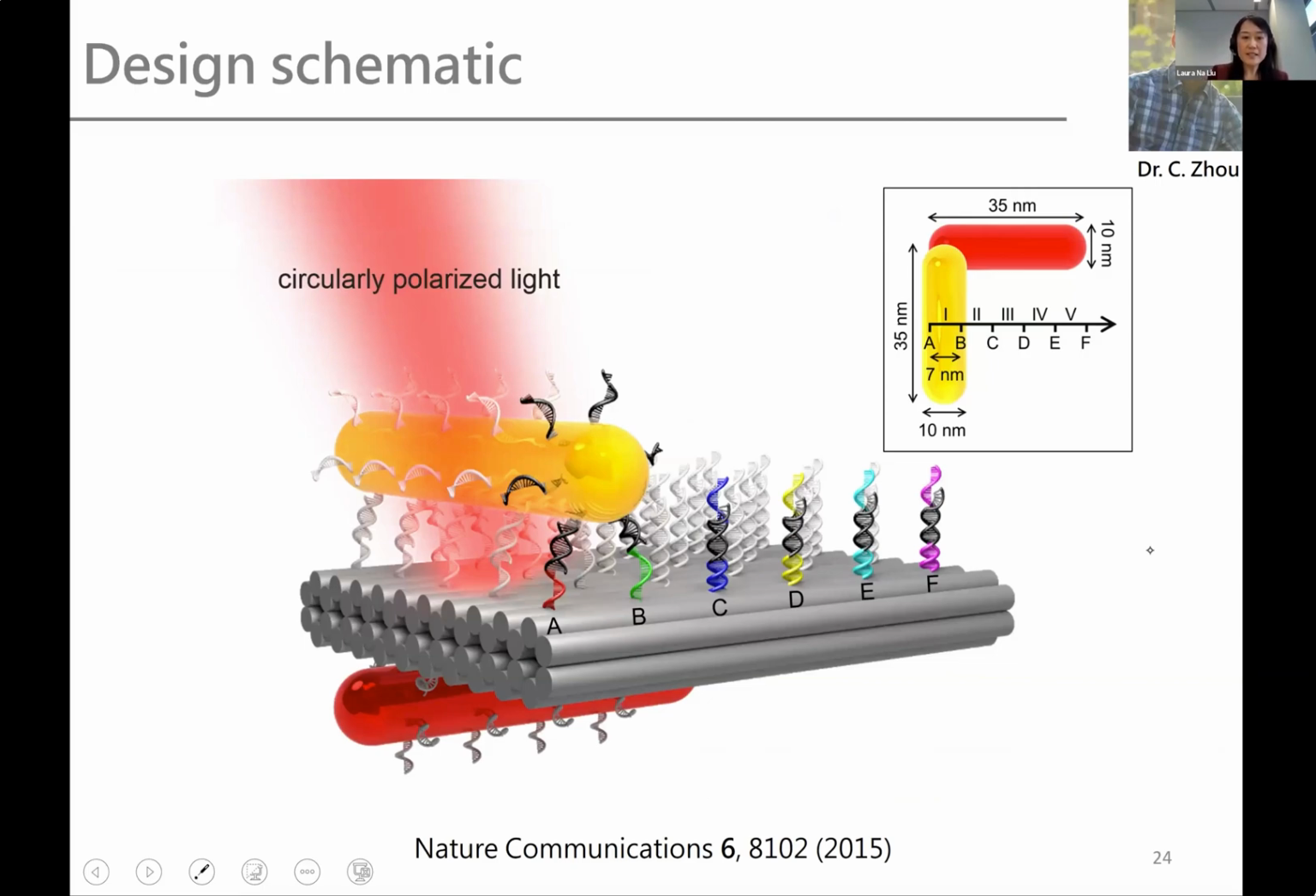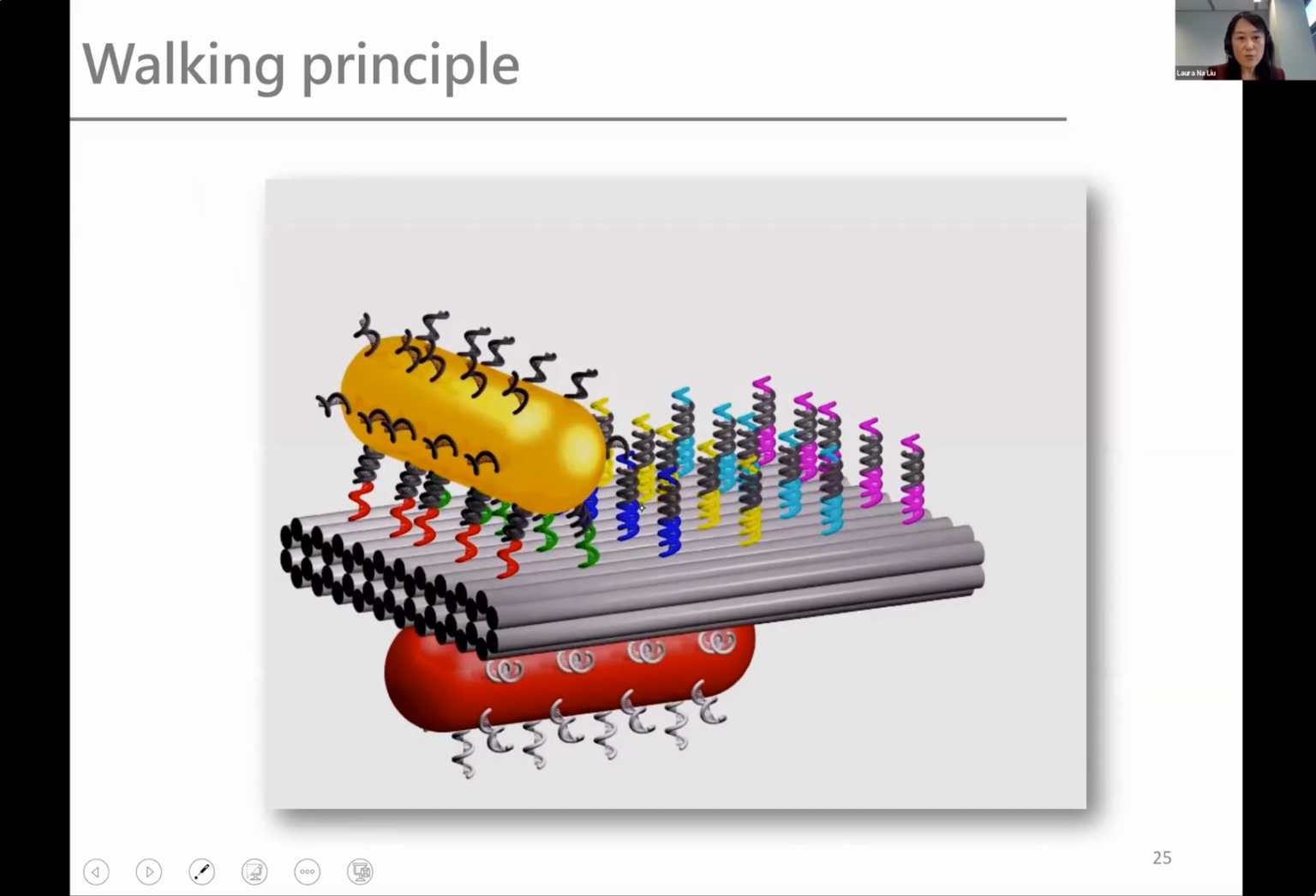So in this case, this walker gold nanorod in yellow, it does the 7 nanometer step forward or backward. So one knows that 7 nanometers is well below the optical diffraction limit. So we were wondering whether we could really use standard optical spectroscopy to track these nano step changes in real time. This is the walking principle.